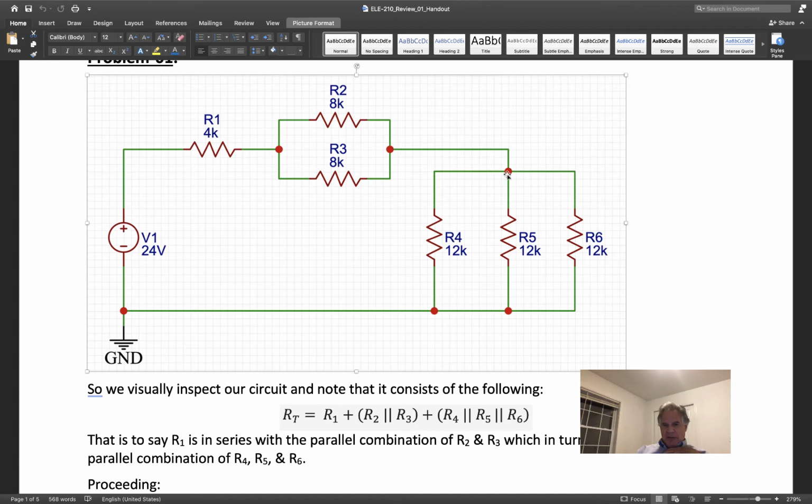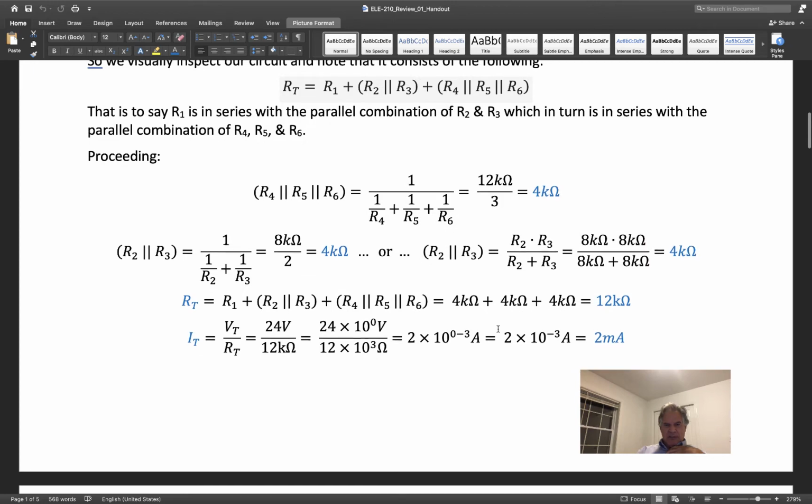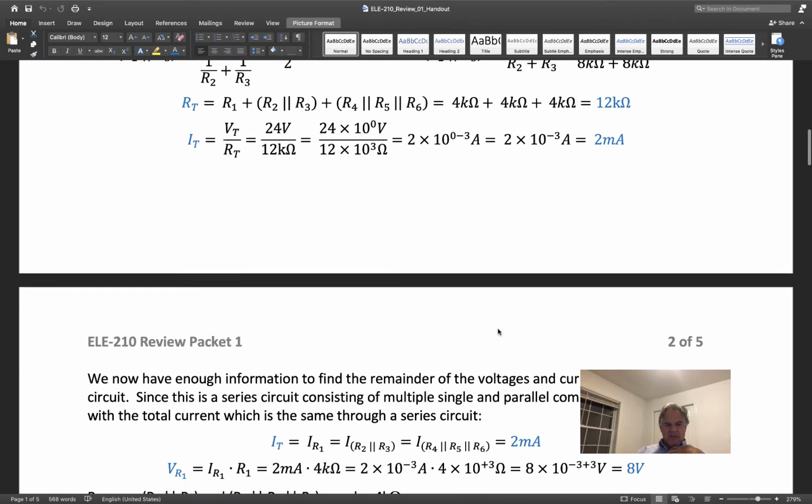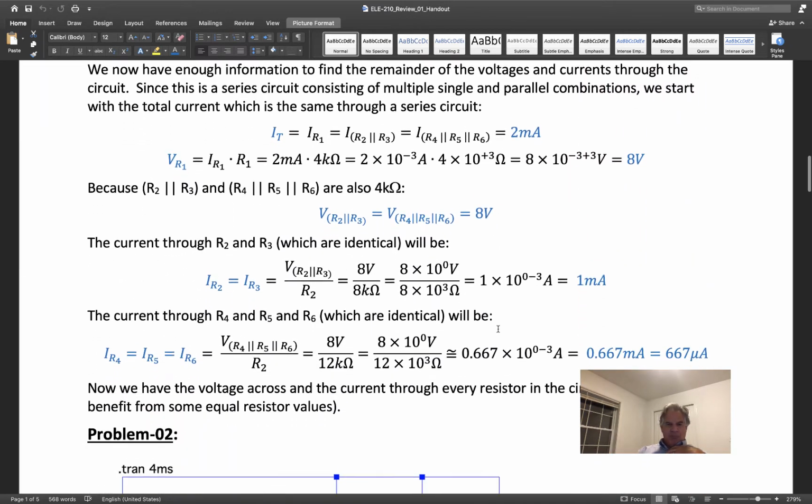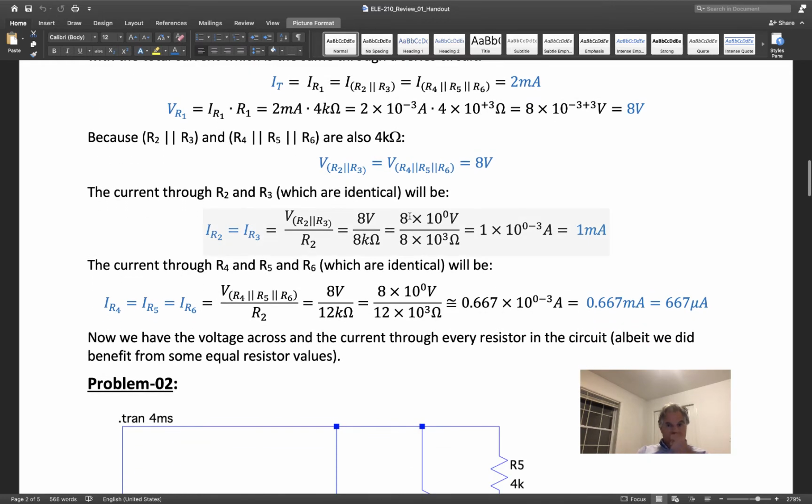Now, when we come down to this node, what we ought to find is we got 3 equal resistors, so the current should split equally. And if I take 2 milliamps and I break it into thirds, I'll get 2/3 of a milliamp here, 2/3 of a milliamp there, and 2/3 of a milliamp there. Now let's see what our computations came up with. There's our 1 milliamp for the current through R2 and R3.